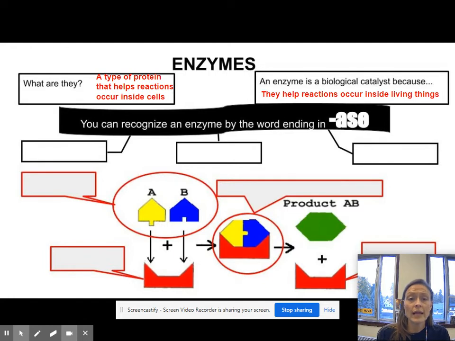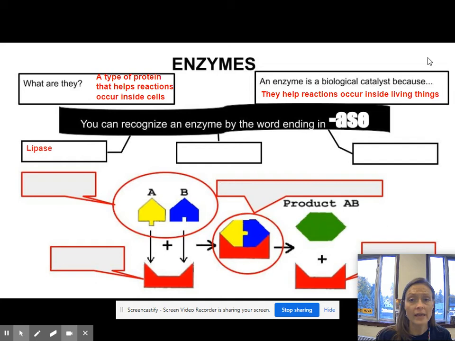For enzymes in general, some of them are a little bit different, but in general, you can recognize them because they end in ASE. So we made it nice and big to help you remember. And in these boxes here, we're going to put in 3 examples.